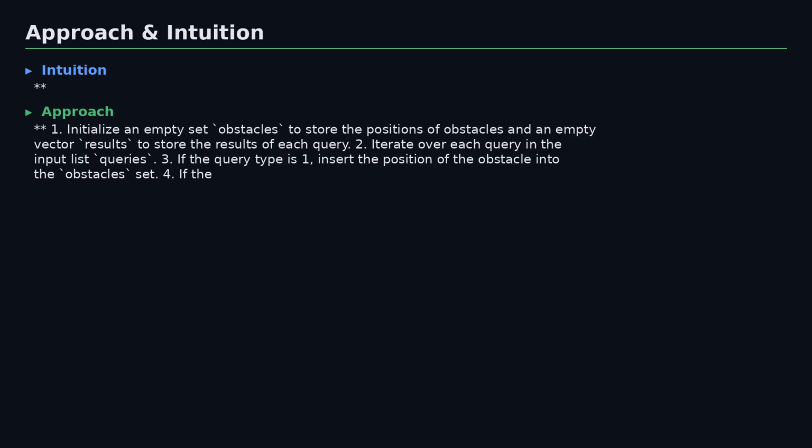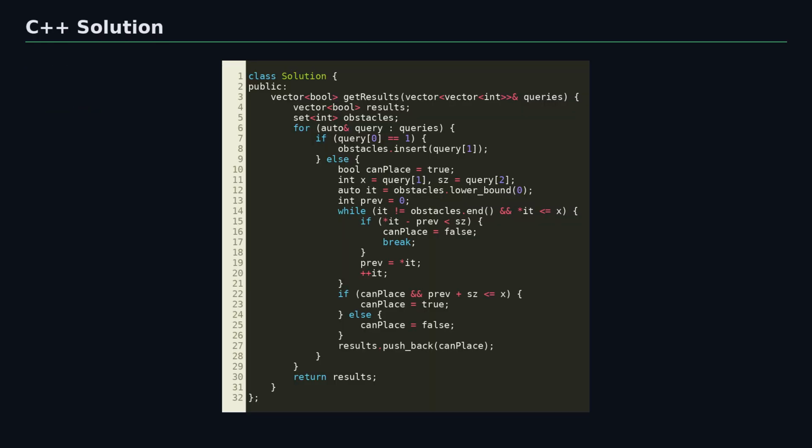Okay, so let's take a look at the code. We start by defining a class called Solution, with a method called getResults. This method takes a vector of queries as input, and returns a vector of Boolean values representing the results of each query. We initialize an empty set called obstacles, and an empty vector called results. Then, we iterate over each query in the input list. If the query type is 1, we insert the obstacle position into the obstacles set.